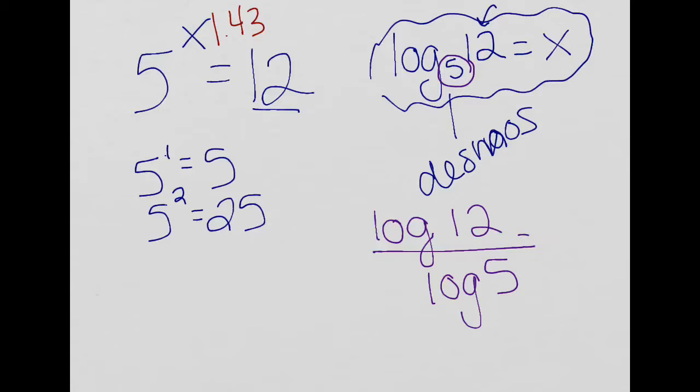There we go. So now I have a calculator right in front of me. If I take log of 12 divided by log of 5, I don't even have to have that fun base thing, I can write 1.544. Darn it, again, really close to 1.43.